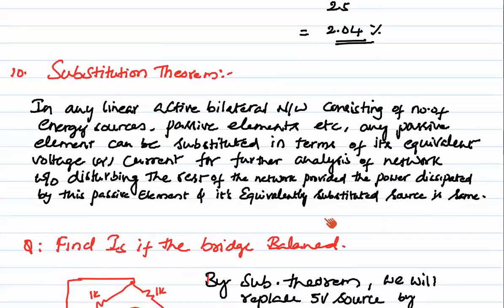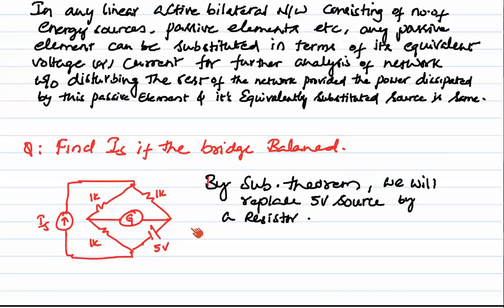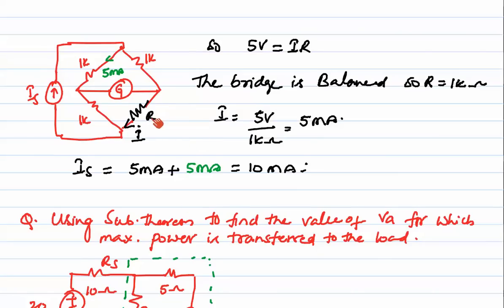So to understand the substitution theorem, let's observe an example here. If you observe this, we will see that it's a bridge. For the substitution theorem, we will replace the 5 volt source with a resistance R here. The first task is to find IS if the bridge is balanced. If the bridge is balanced, what will be the resistance here? 1 kilo into 1 kilo is equal to 1 kilo into 1 kilo here. So if this is 1 kilo, then we can say that the bridge is balanced here.